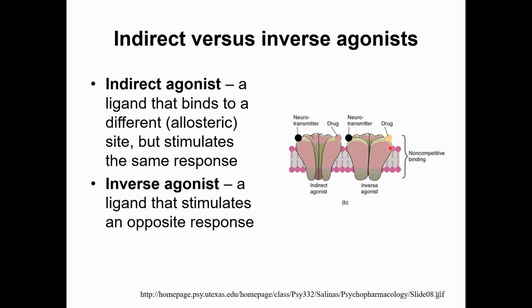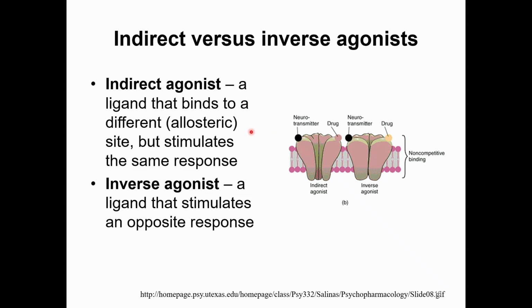So that's just two different receptors with different partial and full agonists. But there are a couple of other types of agonists we want to mention as well: indirect agonists and inverse agonists. An indirect agonist is interesting. It's a ligand that binds to a different site than where the endogenous ligand would bind.